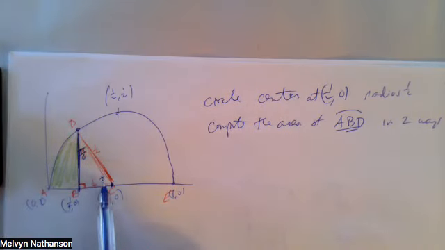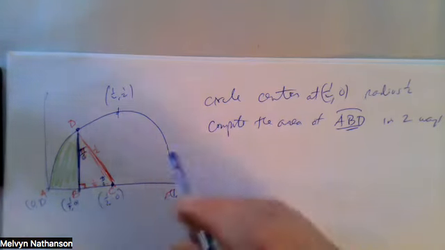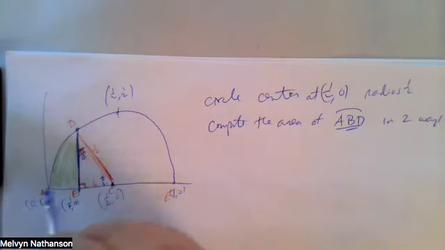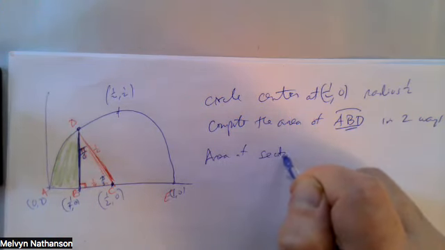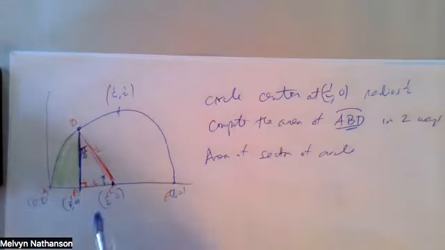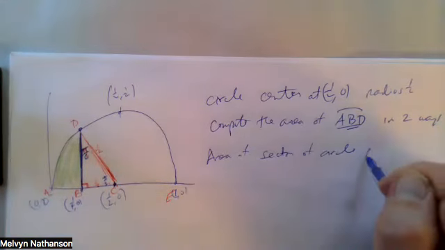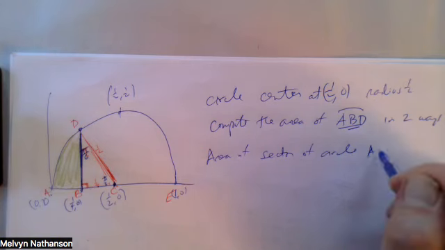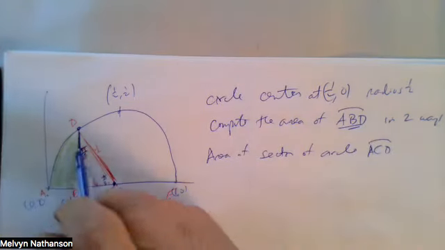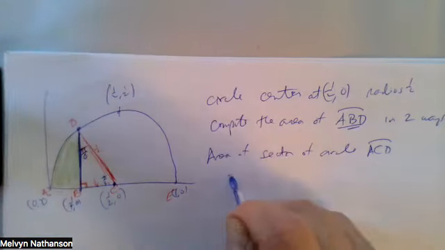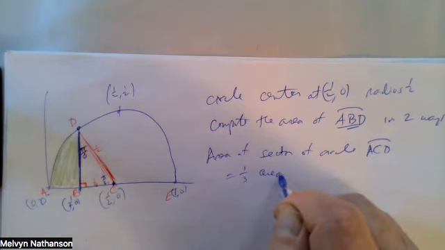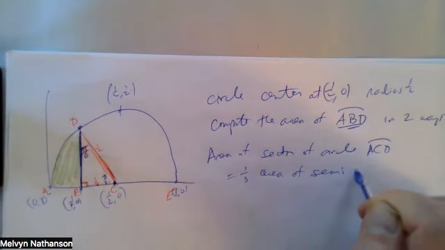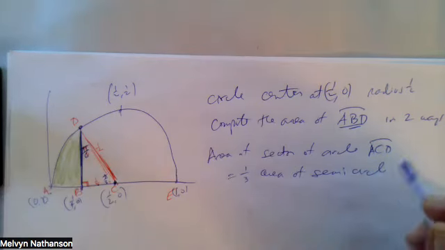So if this is pi over 3, the area of the sector of the circle, sorry, ACD, this sector is what? It's 1/3. So this pi over 3 is a third of this angle. It's 1/3 the area of the semicircle.